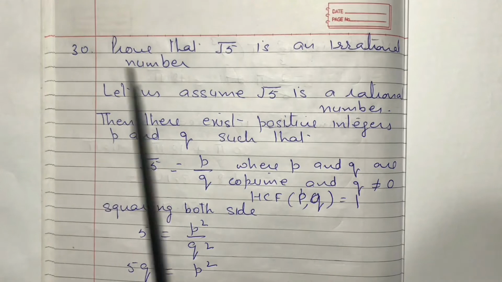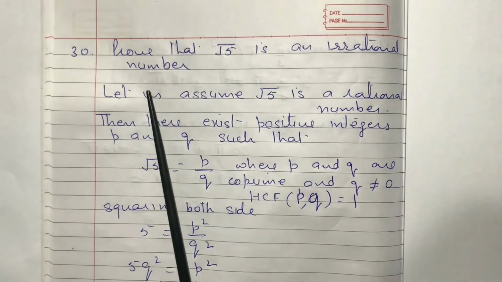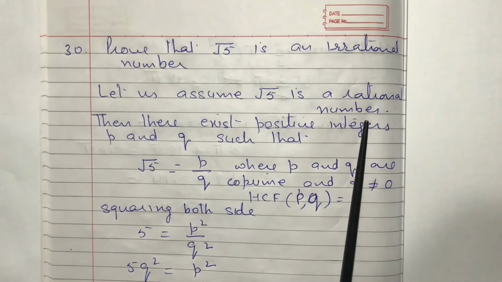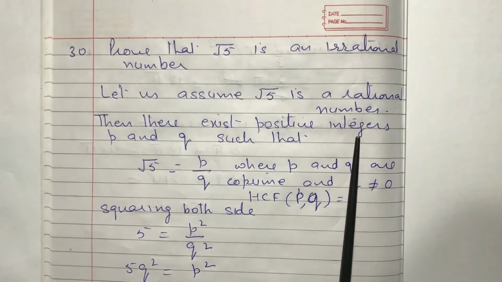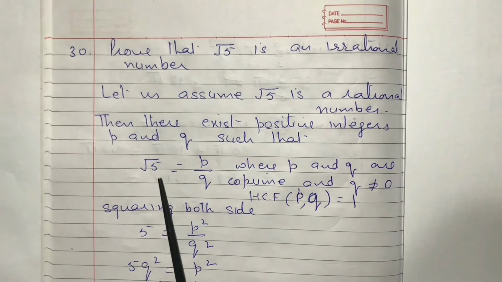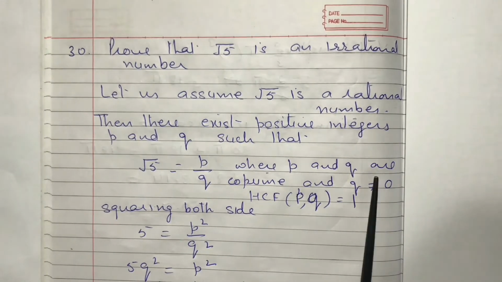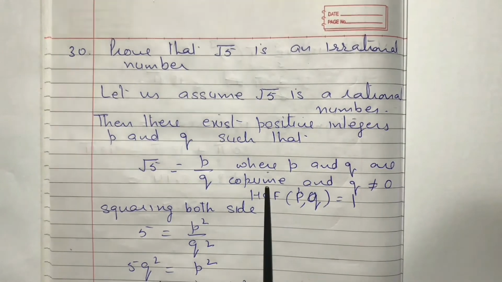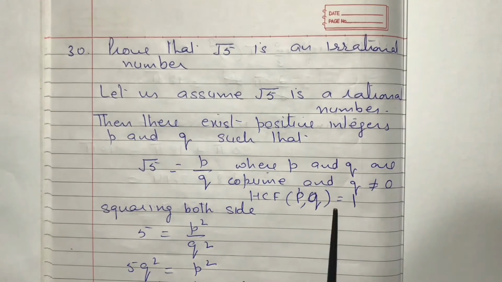Now 30th question. Prove that root 5 is an irrational number. Let us assume root 5 is a rational number. Then there exists positive integer p and q such that root 5 is equal to p by q, where p and q are co-primes and q is not equal to 0. What is the meaning of co-prime? It means HCF of p and q is 1.